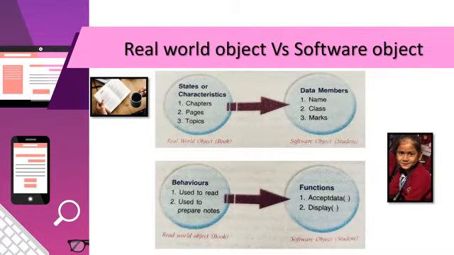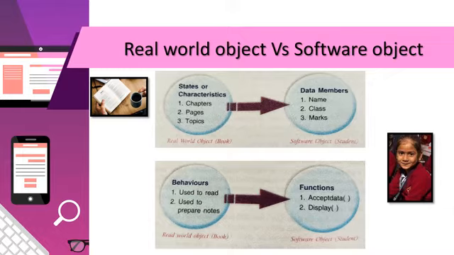Now we have discussed the real world objects. In fact, a program does not deal with real world objects. The program uses only software objects. Now let us relate the real world object with the software object. Consider the real world object is book. The software object is student.